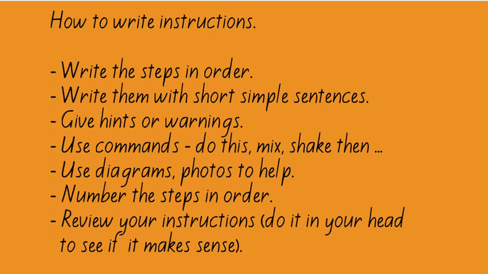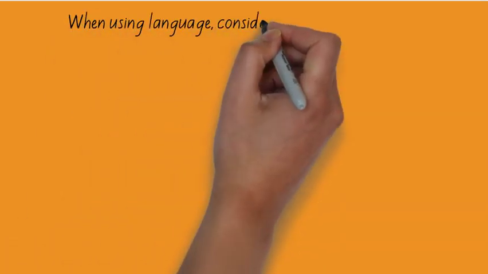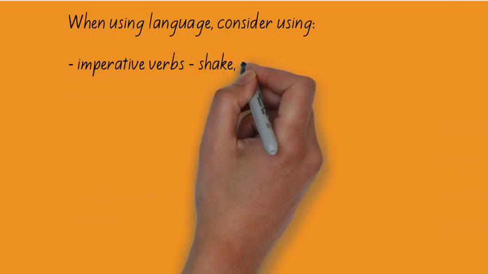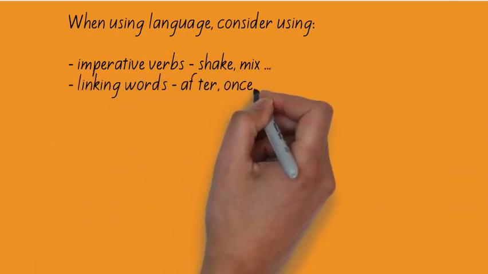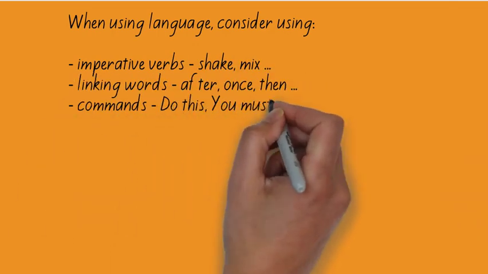So use commands like do this, mix, shake, then do this. Those types of words are really good. And if you need to, use diagrams and photos to help. Maybe some parts are quite tricky, so an image is always really, really helpful. And remember to number the steps in order. Then, of course, review your instructions. Do it in your head to see if it makes sense, and because you've done it before, it should go quite smoothly now.